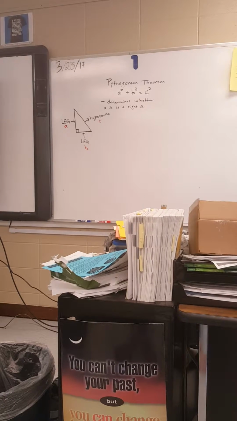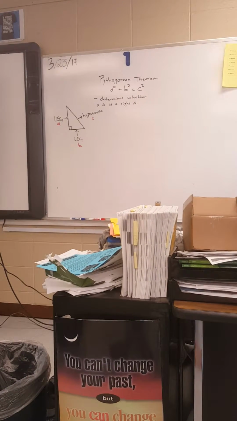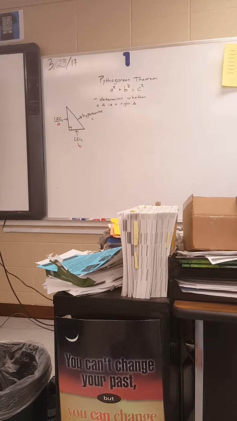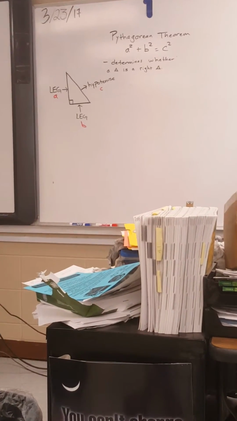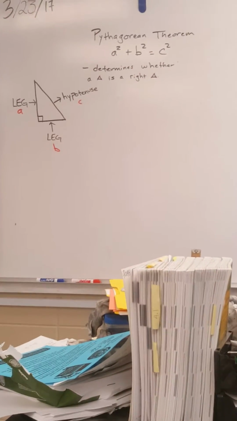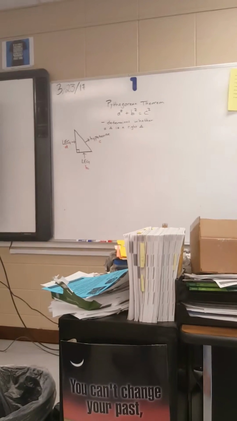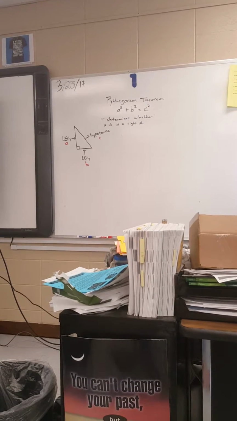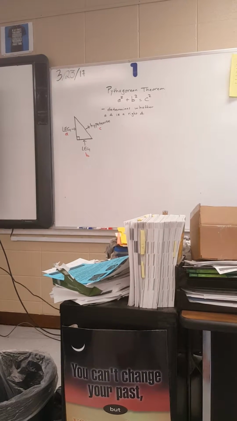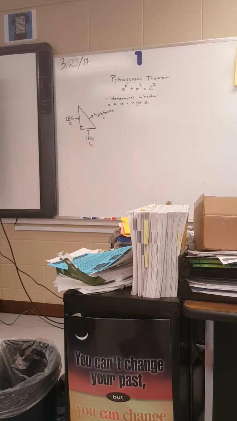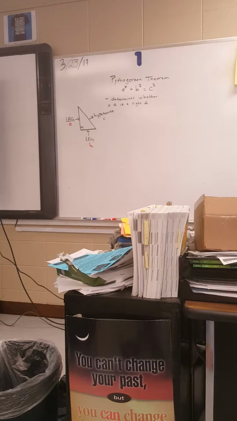Alright? So we're looking at this board, looking at this picture. The triangle is broken up into two different types of terms, right? What are those two terms? Leg and hypotenuse. Leg and hypotenuse.